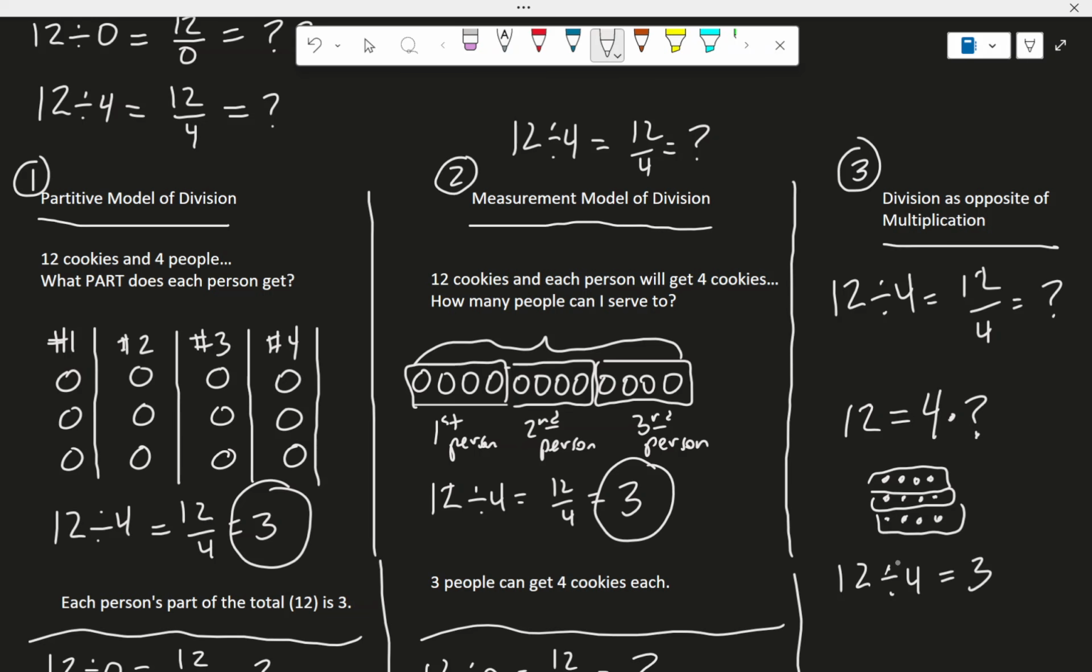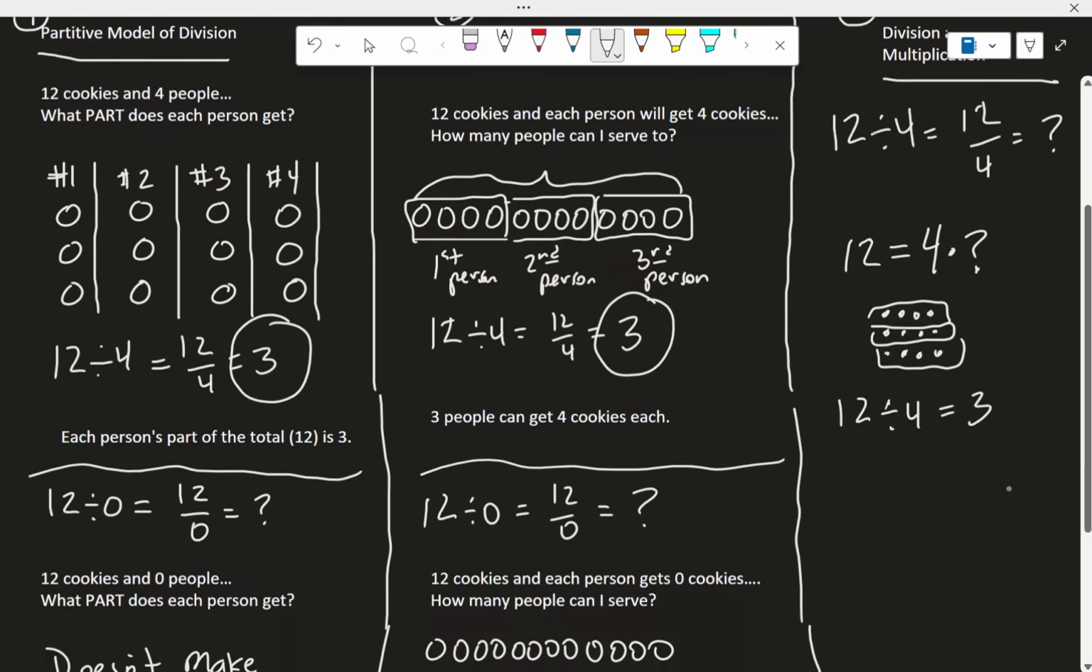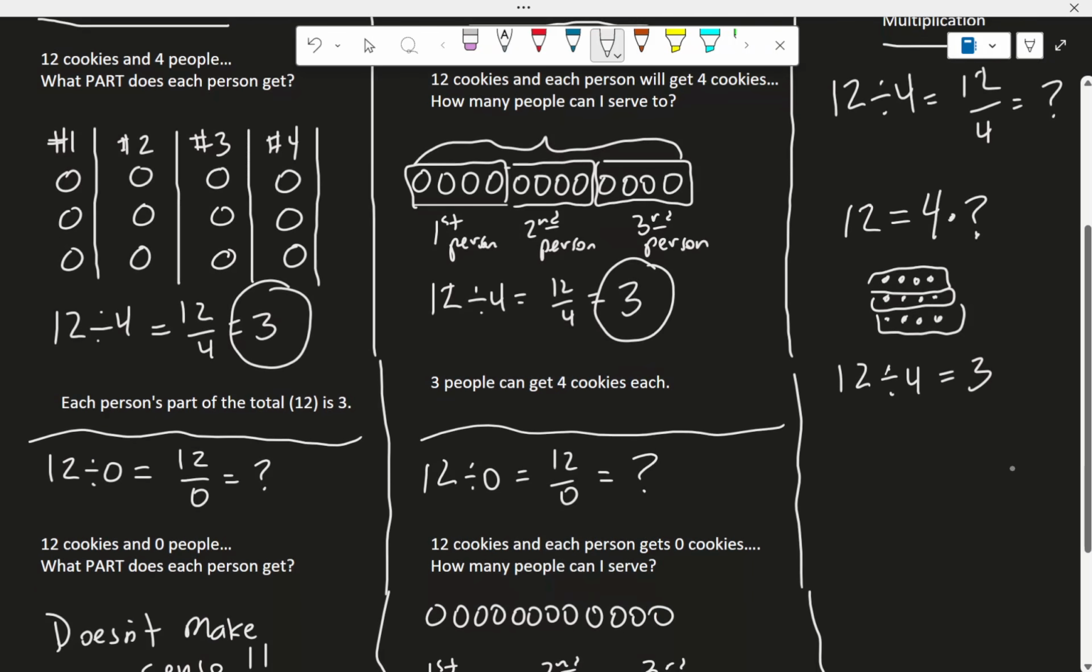Okay. And this actually kind of looks like the partitive model where I had, actually no, it looks more like the measurement model. I did 4 3 times, and that was it. Okay, well, let's just jump right to 12 divided by 0 now. We know the multiplication. 4 times 3 is 12, and so 12 divided by 4 is 3.